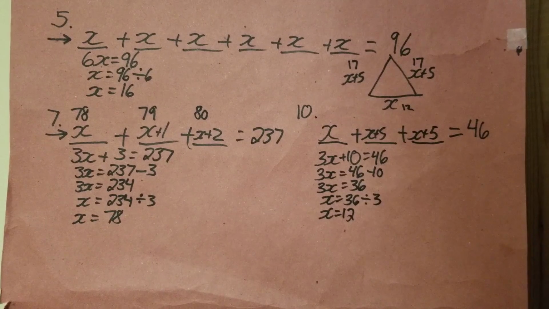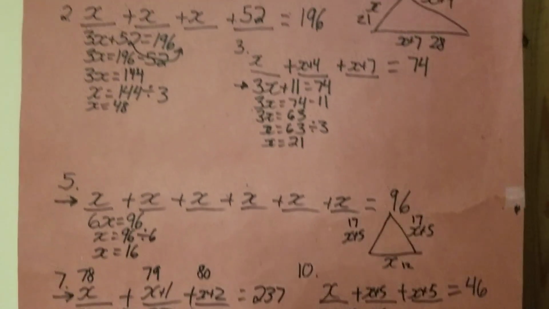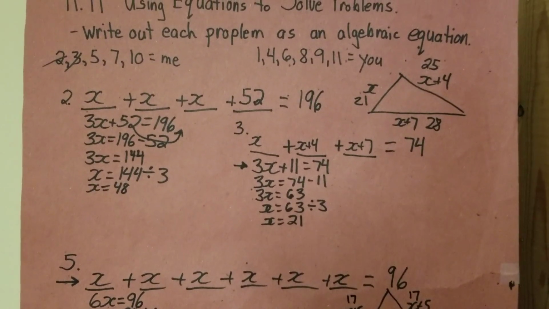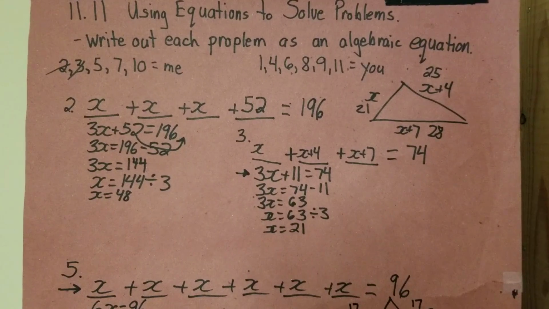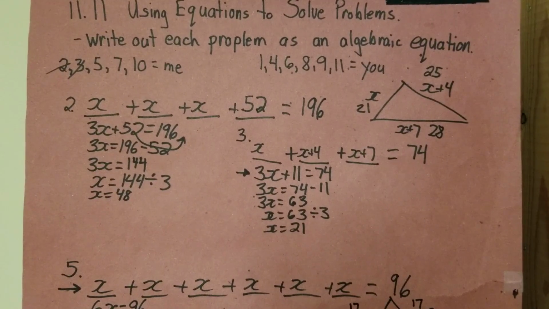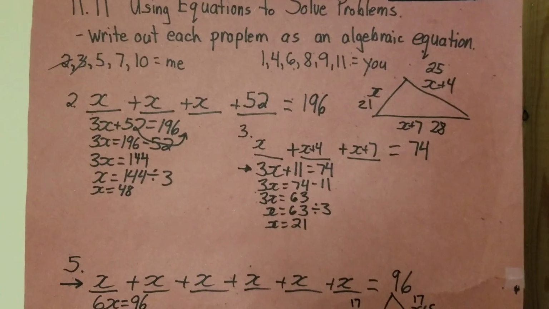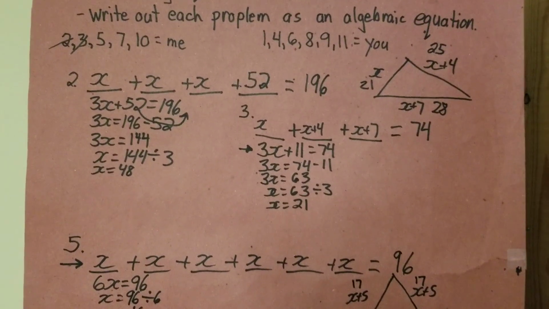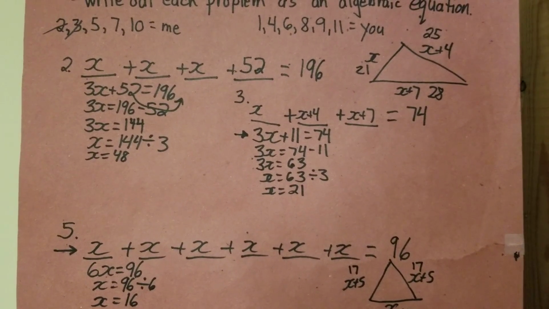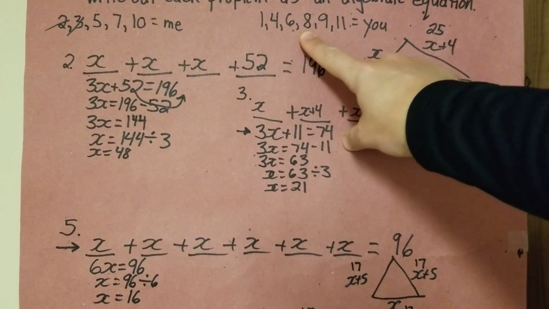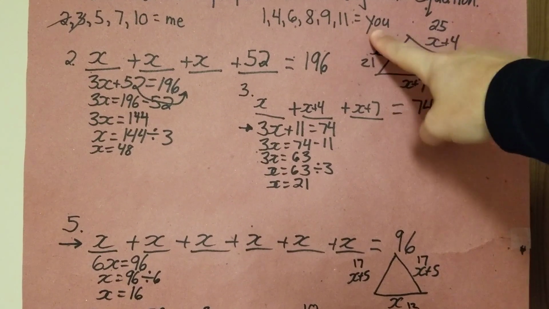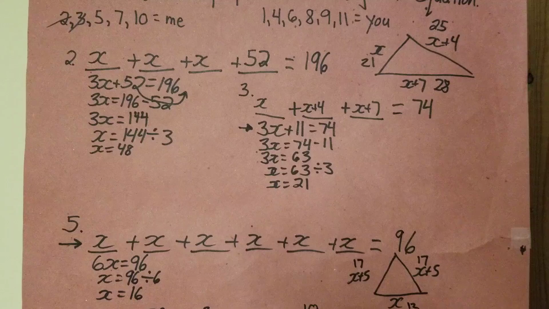So, again, if I just move my camera here, don't forget to write each problem out as an algebraic equation. That's what we did. And in 2 situations, I actually drew a picture, the triangle ones, and that was helpful. Okay, so for your assignment today, you are working on numbers 1, 4, 6, 8, 9, 11. That is your assignment, and there'll be a short quiz.